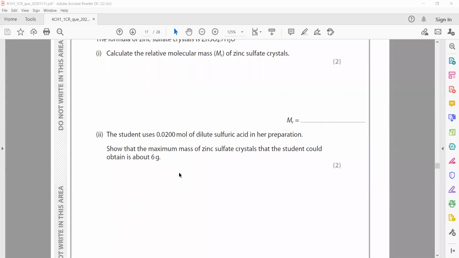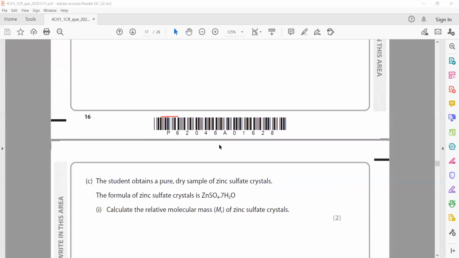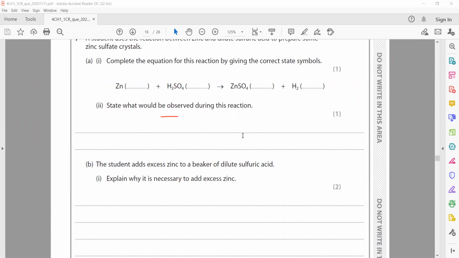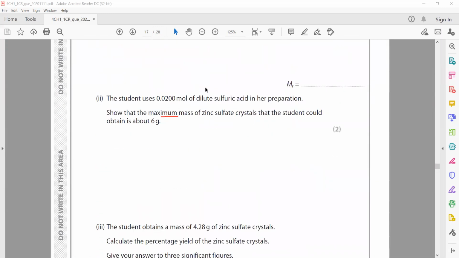The student uses 0.02 mole of sulfuric acid. The maximum mass of zinc sulfate crystals that could be obtained is about 4 grams. So we have to show that this is the mass. First, using the moles, we can use the mole ratio, which is given as 1:1. So we'll get the same moles of zinc sulfate, and multiply by the molar mass.